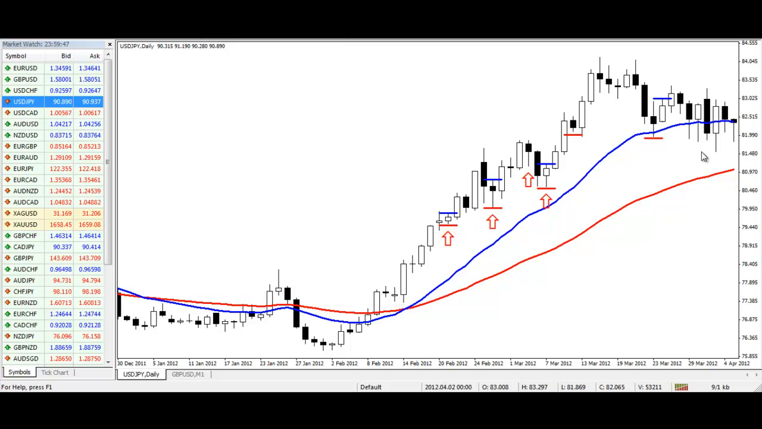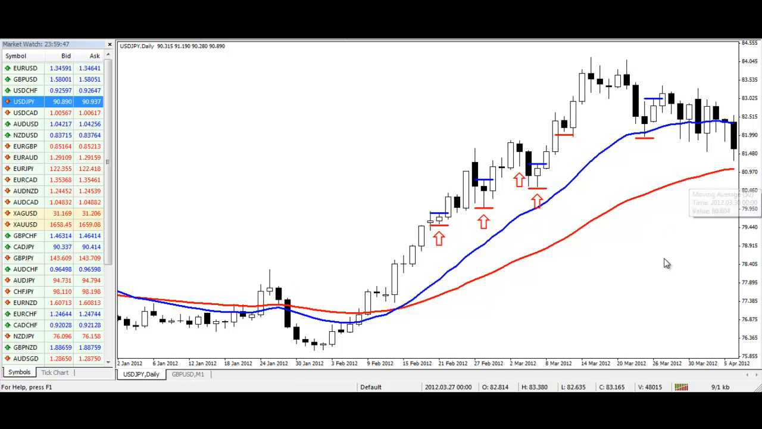It's not particularly clean. After this big strong move, it's probably going to take some time to consolidate and go sideways, if anything.